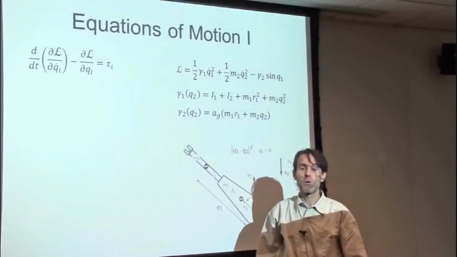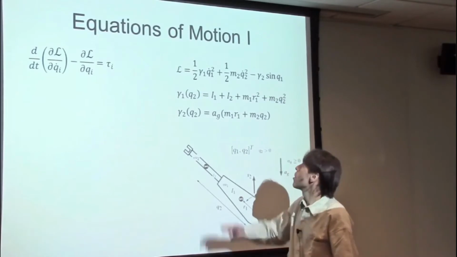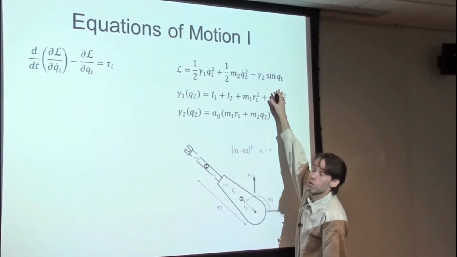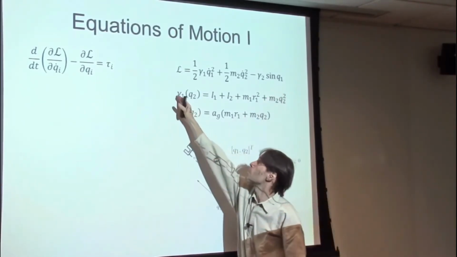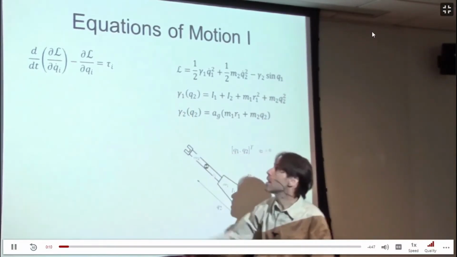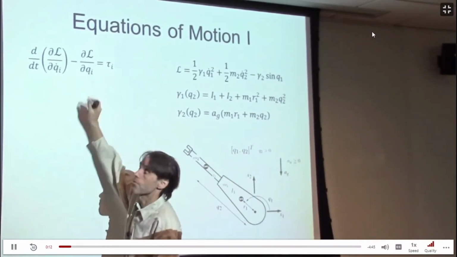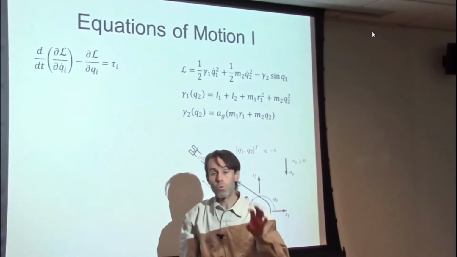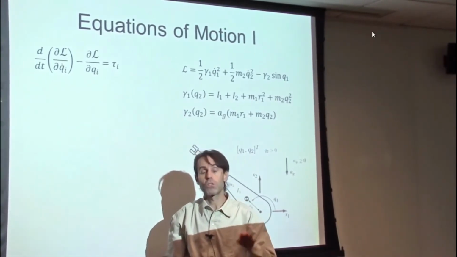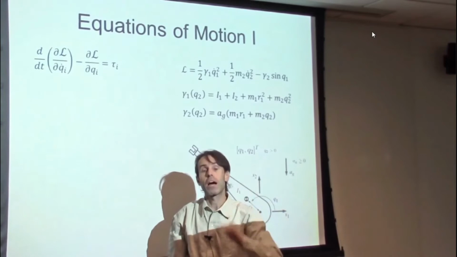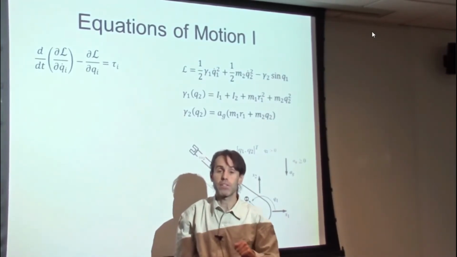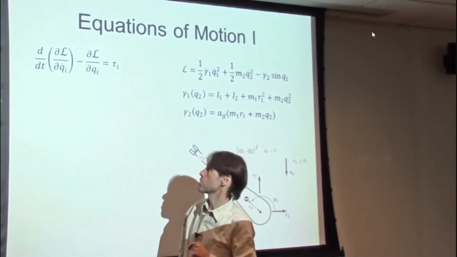Write the equations of motion using the Lagrangian formulation. We wrote the Lagrangian over here just for your convenience. Remember this gamma 1 and gamma 2 substitution? And then here's Lagrange's equations. It's really important when you're working with Lagrange's equations to do things one step at a time. It's very, very easy to make a sign error and then get your system wrong.